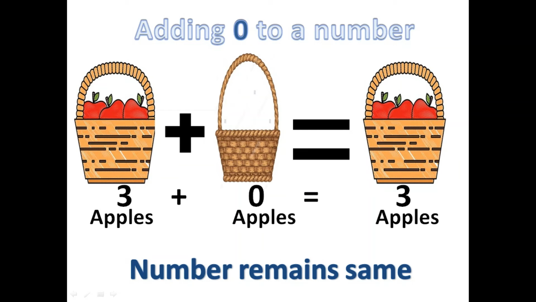What happens when we add 0 to a number? Yes, answer is number always remains same. You can see we have 3 apples in basket and we are adding an empty basket. So there is no change in the answer.